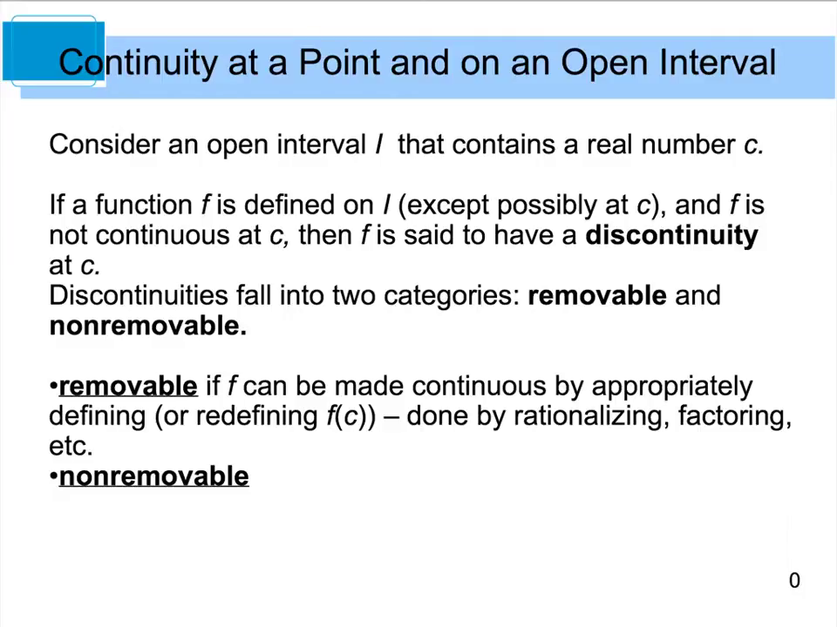And then a non-removable discontinuity would be where your function is just flat up undefined. An example of that would be something like 1 over x, where you have an asymptote at x equals 0 or something like that.